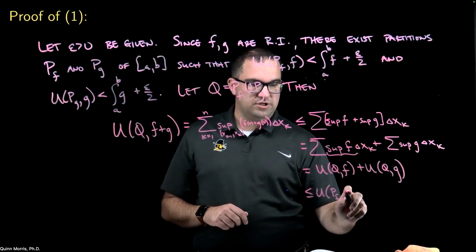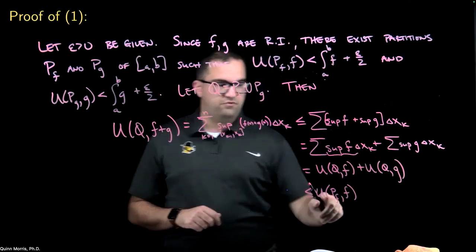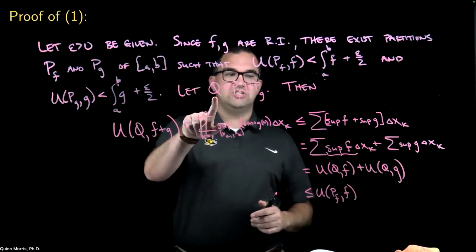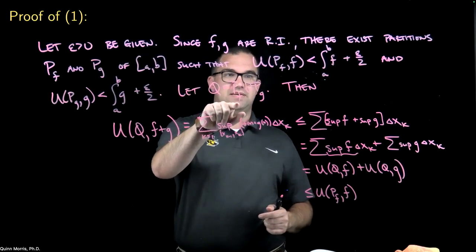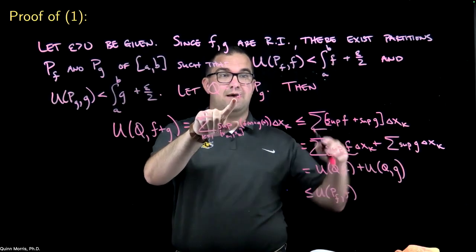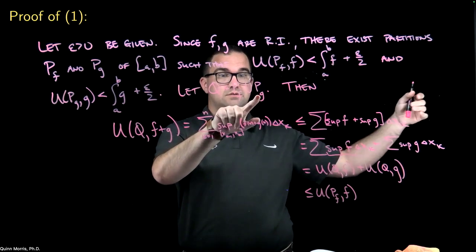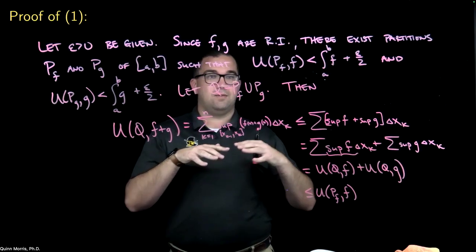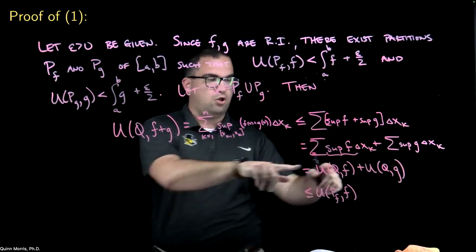So here I can swap out the partition Q for the partition P sub f. Now why? Q was a refinement of the partition P sub f. It contains all the points of P sub f plus some other ones. Okay. And remember before we discussed if I refine a partition, my upper sum is going to get smaller.